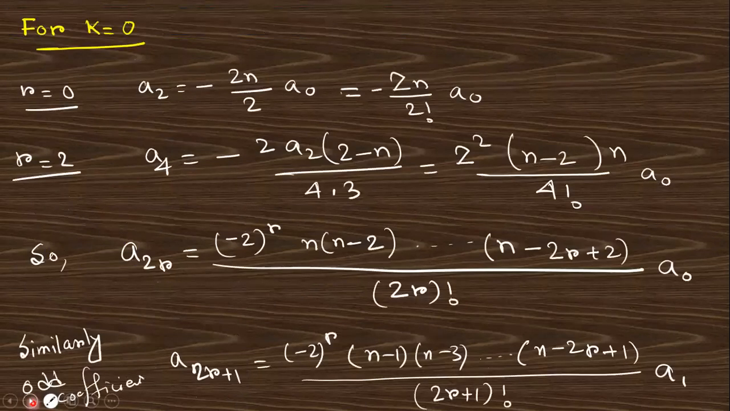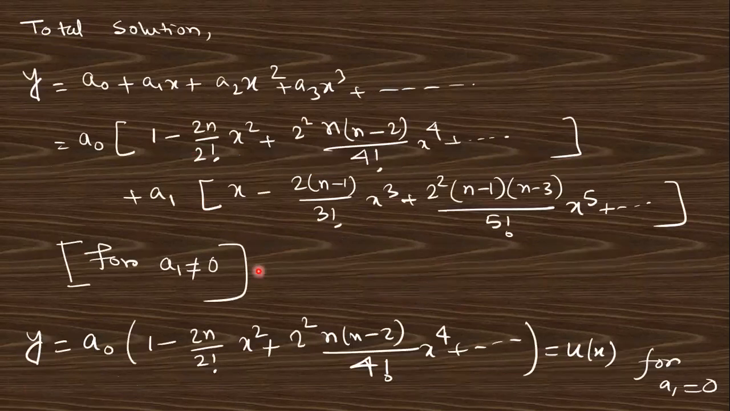Now put in the value k equals 0, then you will get a2 like that, and a4 in general form. You can find this relation. Similarly, if you want to find the odd coefficients in terms of a1, you will get this relation, because when we take k equals 0, a1 may not be 0, so you can take the odd coefficients also. And finally you will get the total solution in the case of a1 not equal to 0. If we take a1 equal to 0, you will get only this part.